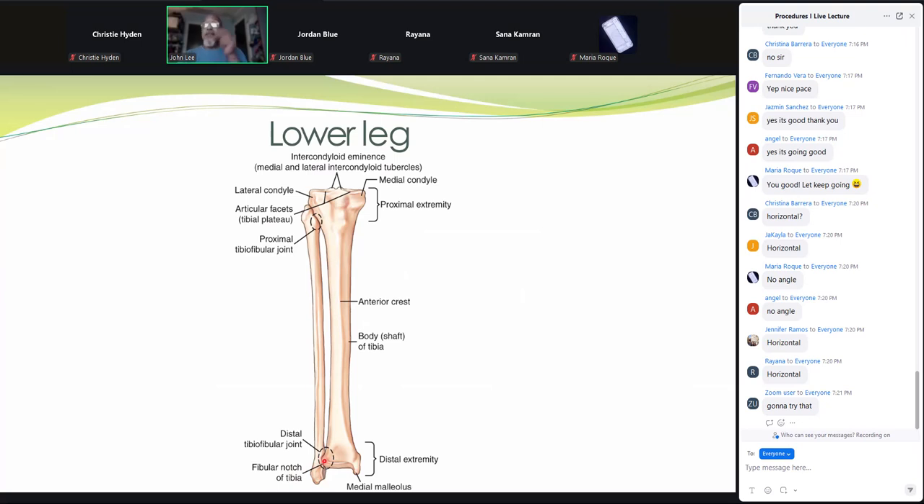Okay, so in the big bone, or in the little bone, we have a notch for the big bone distally in both areas, the forearm and the lower leg, and vice versa. We've got a notch in the big bone for the little bone in the lower leg and in the forearm. Intercondyloid eminences, the tibial spine, the medial and lateral intercondyloid tubercles, all of these names we need to have down pat.